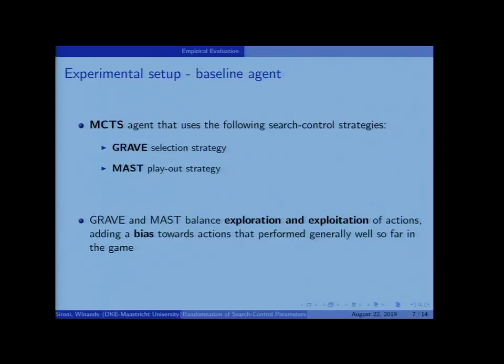So how are we evaluating these strategies? We use a baseline agent that is MCTS based, but we enhance it with the G-rate selection strategy and the must playout strategy. For those of you that are not familiar with these strategies, in short, they try to balance exploration of less visited moves and exploitation of good actions, adding a bias towards the actions that have been performing generally well during the games simulated so far.